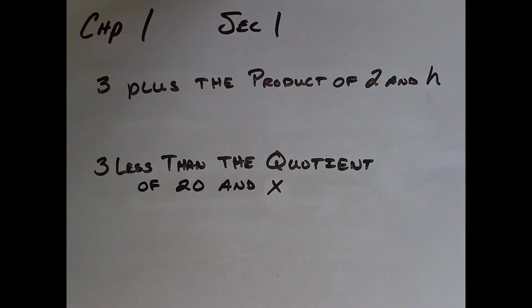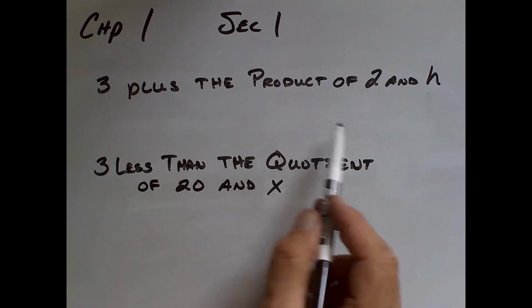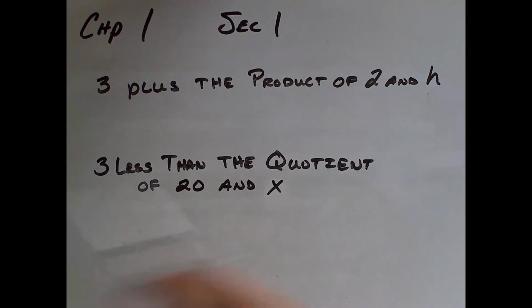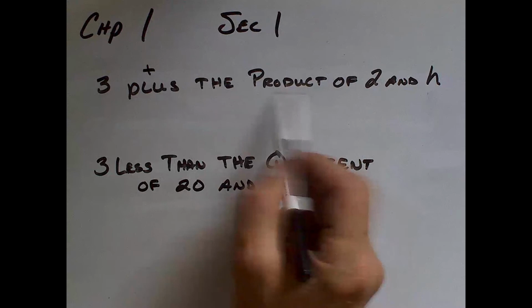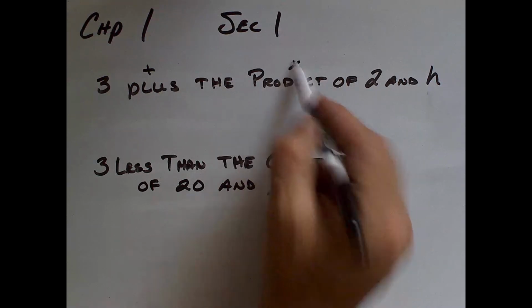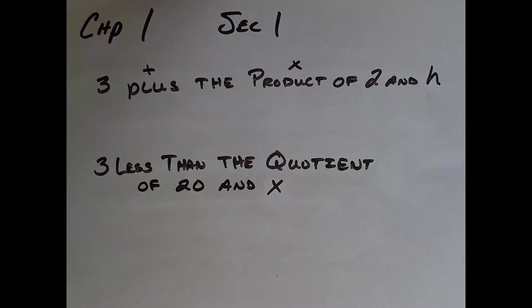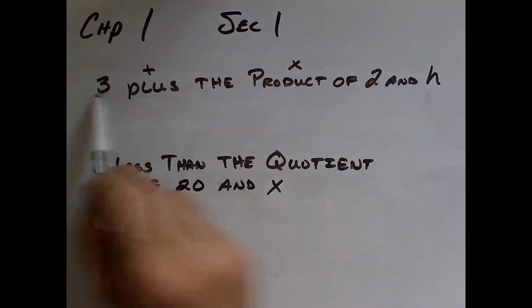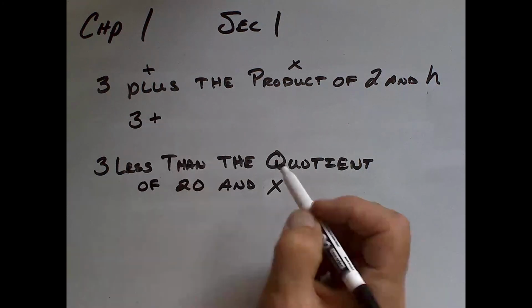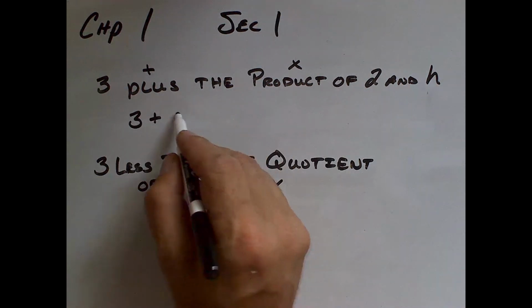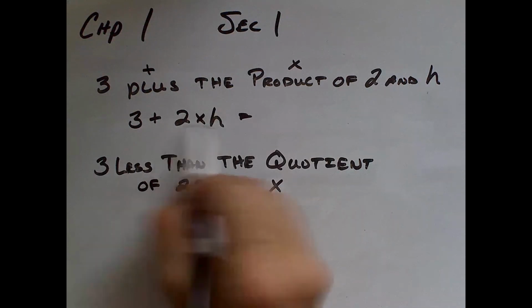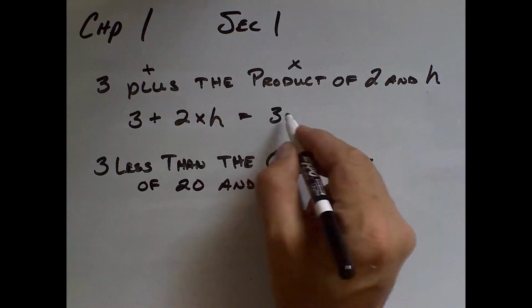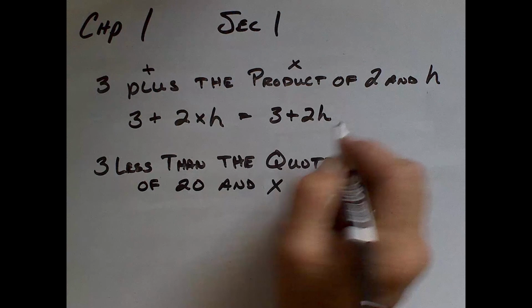Two more examples to help you understand this vocabulary. Let's take a look at 3 plus the product of 2 and h. Well, first thing we have to know here, we have a plus, so that tells us we're going to have a plus sign in here. And we have a product. The product, remember, goes with multiplication, so we have a multiplication sign in here. Let's take a look at how this would look. Well, we have 3 plus the product of 2 times h. Or if we were to rewrite this, remember the 2 times h we can bring together. So it's 3 plus 2h.